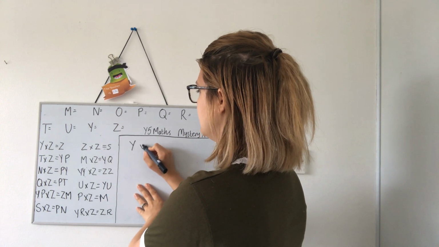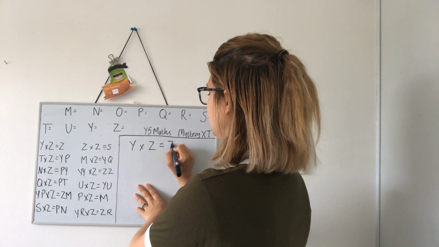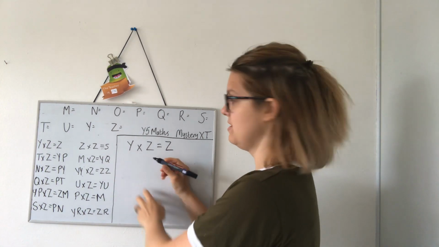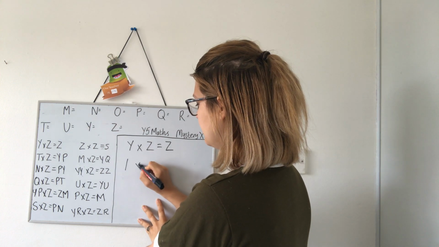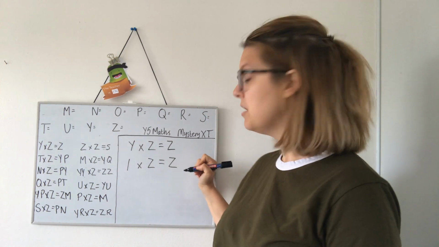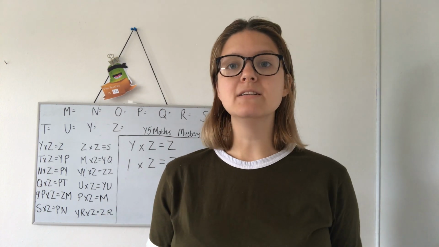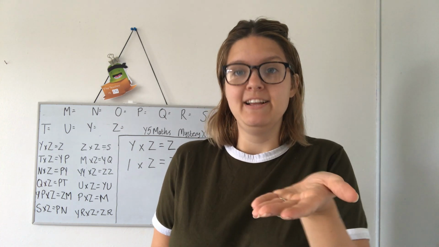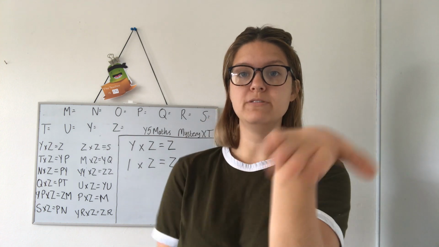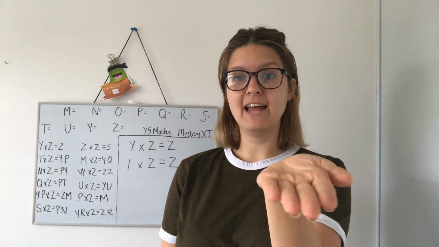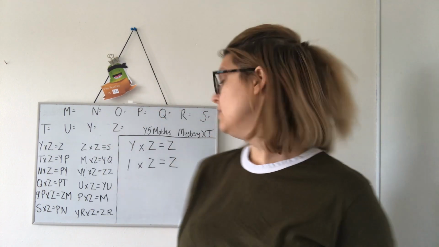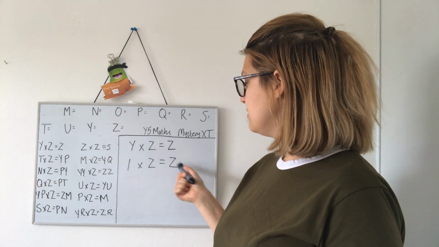So I've got y times z equals z. Oops. So let's replace y for 1 this time. So 1 times z equals z. If we think about what that means, if I've got a little z on my hand there, and I've got z once, just the once, 1 lot of z is z. I've still only got 1. It's not 2, it's not more. So 1 times z equals z.